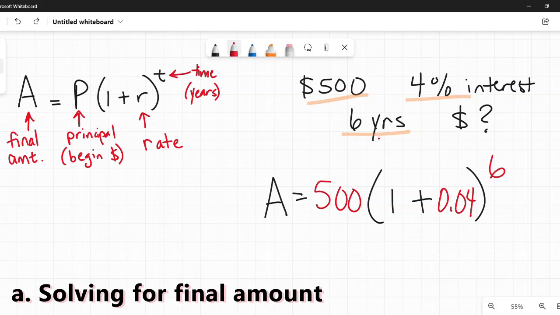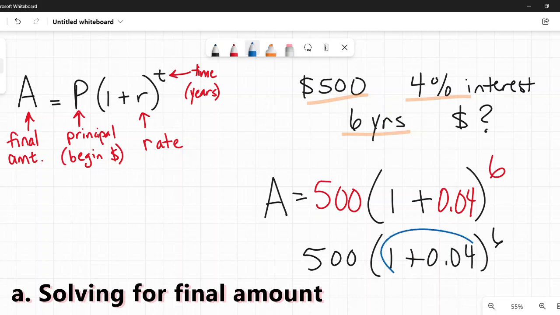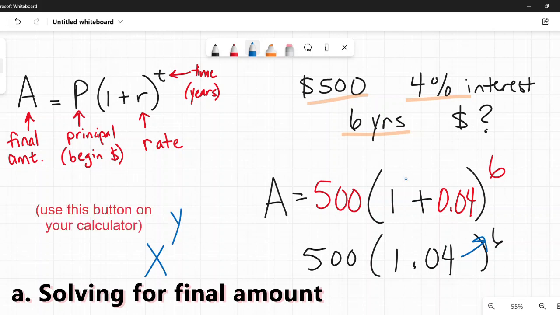Now this is just a job for our calculator. If you are questioning how to put this into a calculator, I'm going to write this all down here separately. First thing you want to do is this right here, 1 plus 0.04, which gets you 1.04. Then on your calculator, you're going to put it to the power of 6. That gives you 1.265, and it keeps on going. Without touching anything, type in times 500 equals, and you will get your final answer.